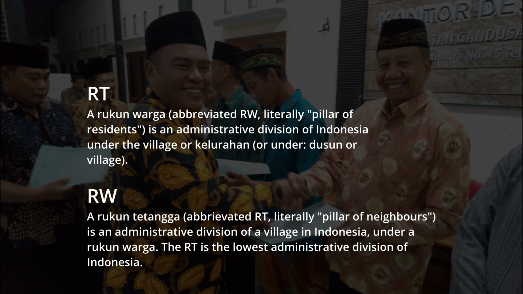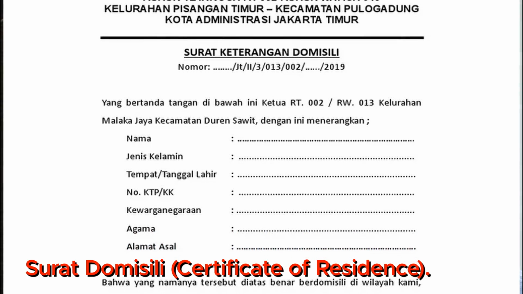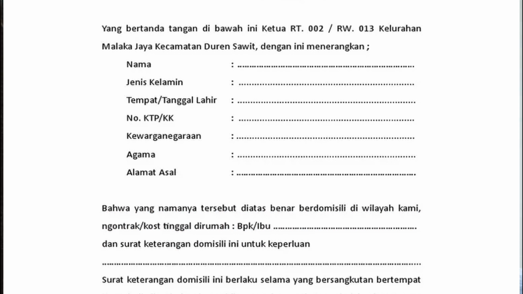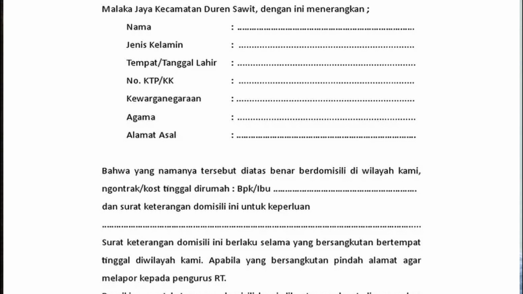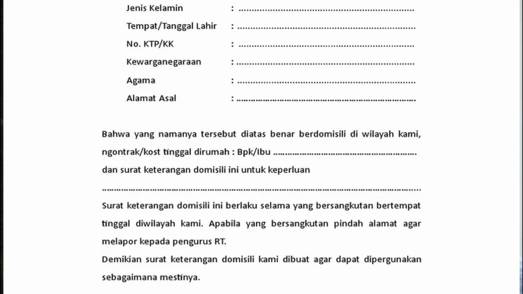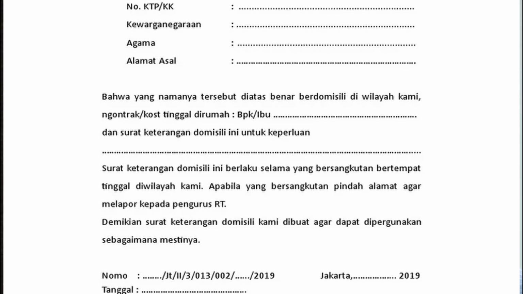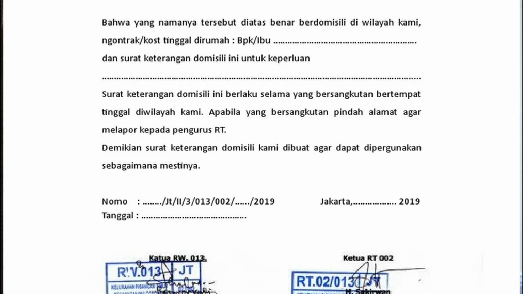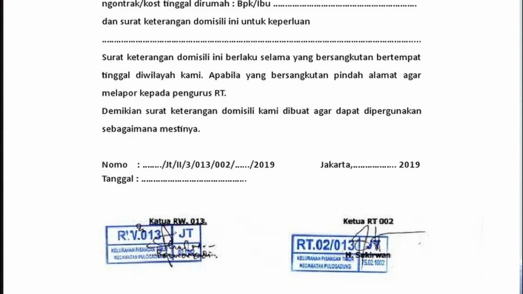Step number two, you need to go to your RT or RW. It's basically the head of the district of where you're currently living, probably in your spouse's house. You need to get yourself a letter called Surat Domisili. It indicates that you are currently living with your spouse, that you're a foreigner living in that house. My estimate is it took me about 2 days before I got myself Surat Domisili.